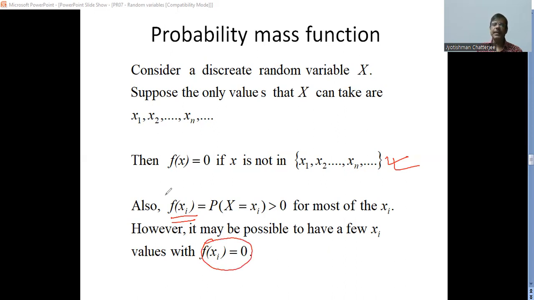Otherwise, typically keep in mind, f of xi will be greater than 0. And our target should be to include only the values for which f of xi is positive, because keeping redundant xi values actually doesn't help us. But sometimes we just don't want to waste time fine-tuning this set of possible values of the random variable and keep some redundant values. That's the only reason. So that's why I'm just additionally keeping this clause. Otherwise, it doesn't have much significance.